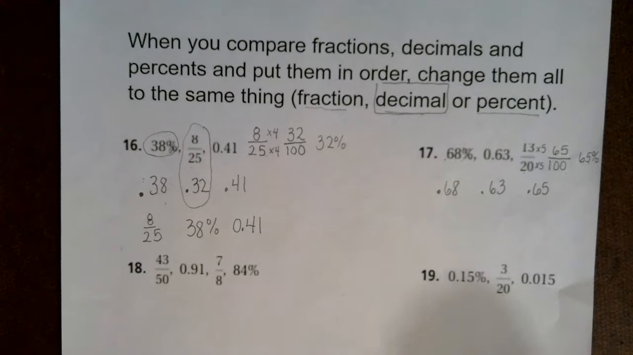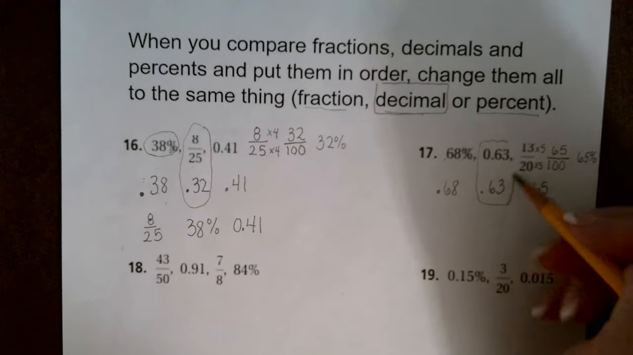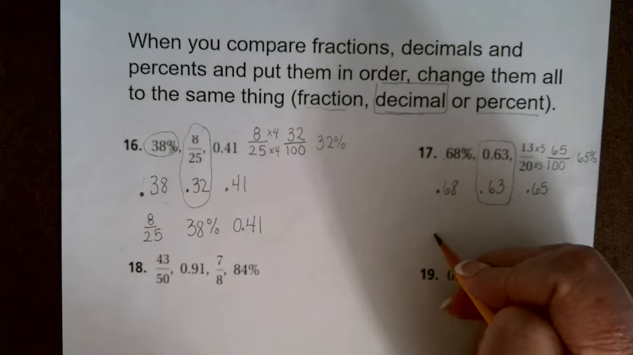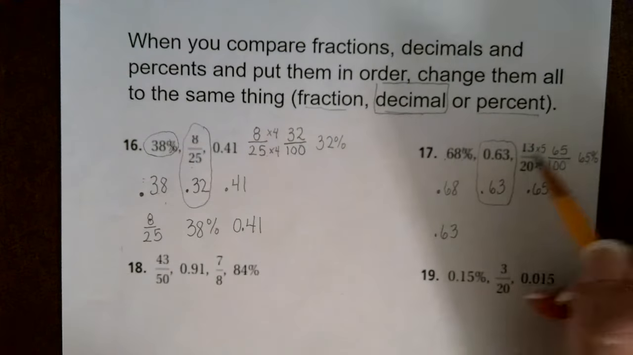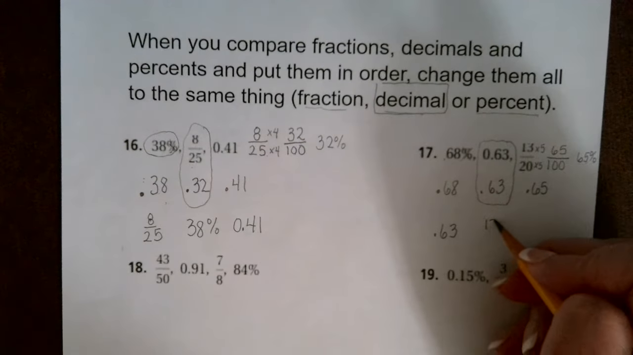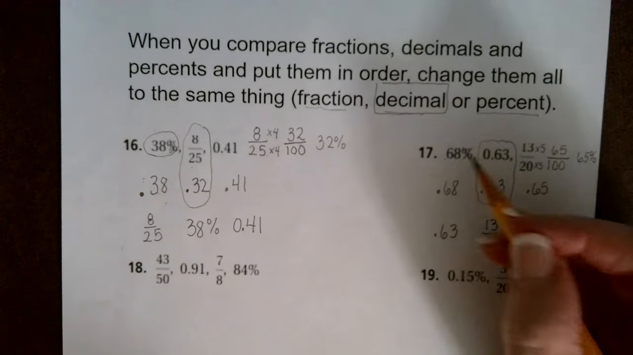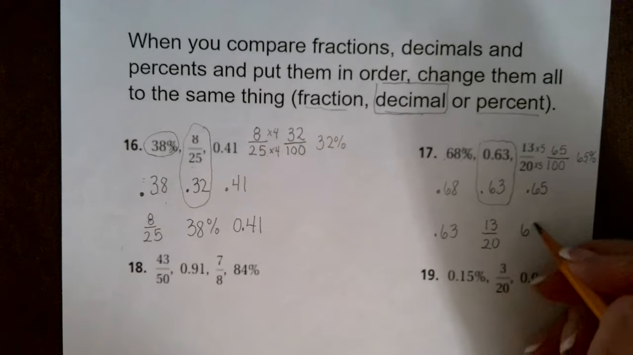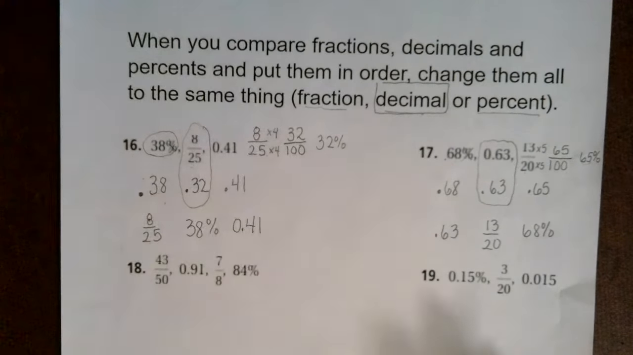So when I'm writing those in order from least to greatest, 63 hundredths is the smallest. My 13 twentieths would come next because that's 65 hundredths. And then 68% would be my largest.